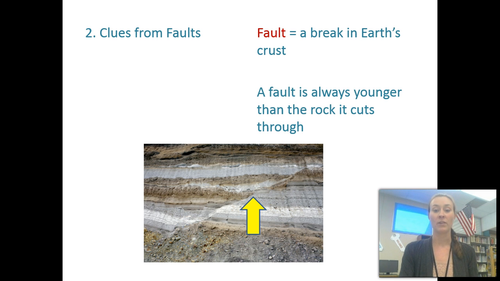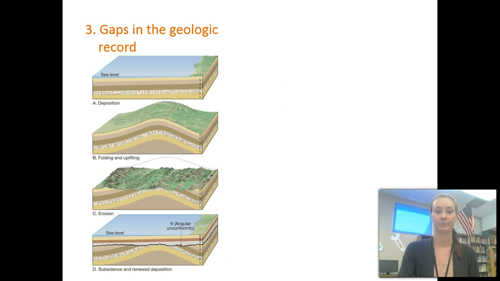So a fault is always younger than the rock that it cuts through, and we can find the relative age of a fault by comparing it to the youngest rock layer. So a fault must be younger than the youngest layer of rock because the fault happened after the rock was fully formed.